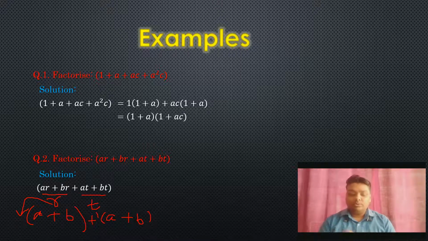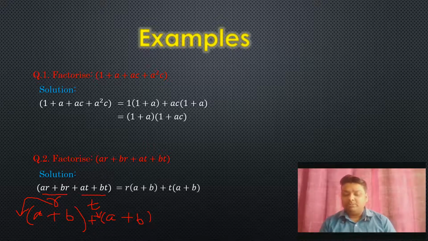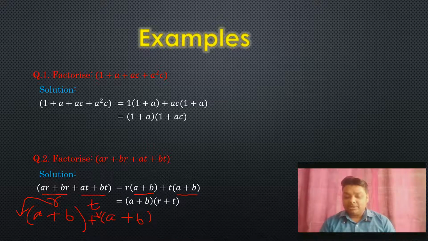Okay. So like this, how can we write? Like this we can write R(A plus B) plus T(A plus B). Okay. So again you can see that A plus B and A plus B both are common here. So we can take A plus B common, and then the leftover R and T we can write in the next bracket with a plus sign also, R plus T. Okay students. Now let's see one more example.